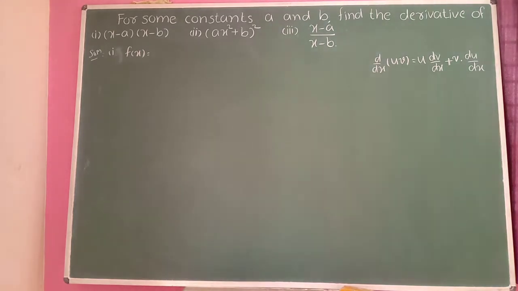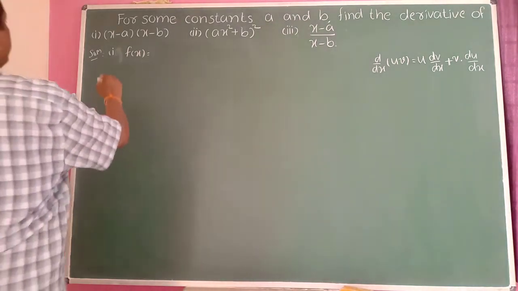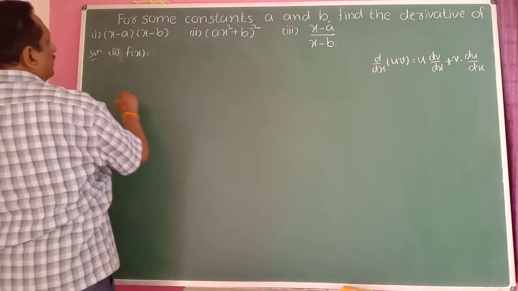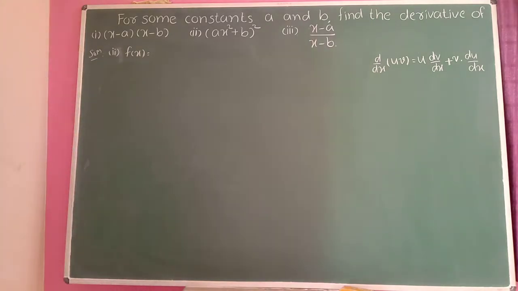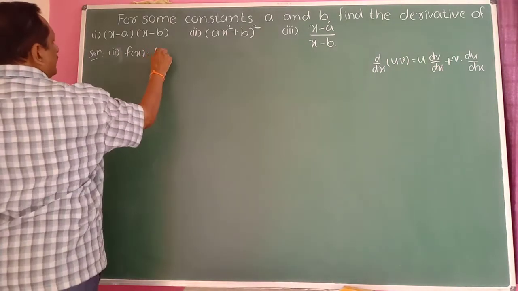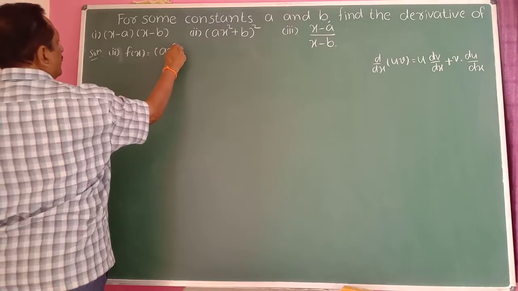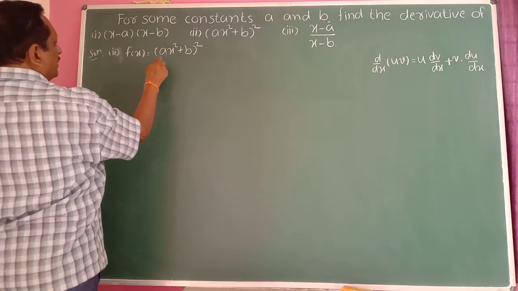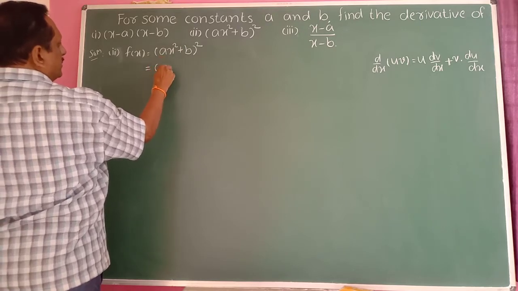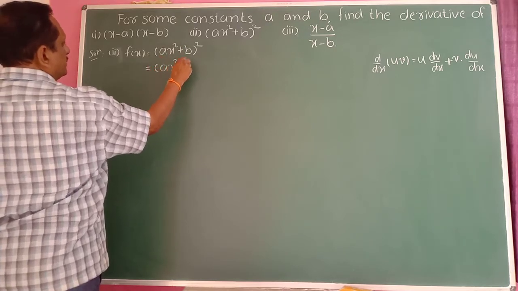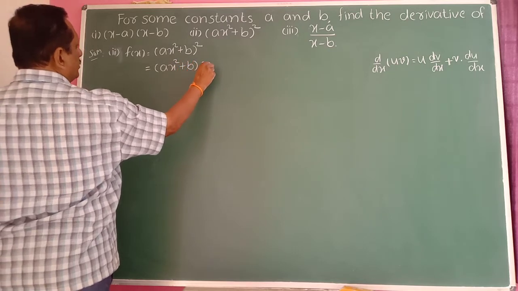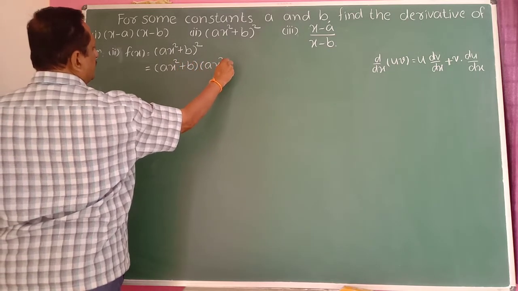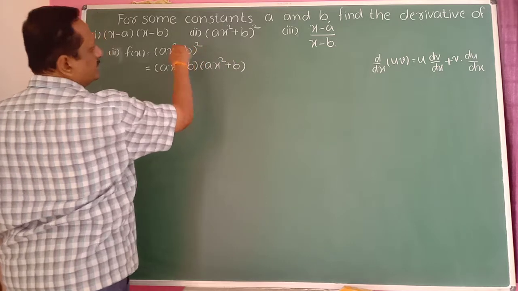Okay. Then the second one here: (ax² + b)². It's a squaring, therefore write the function two times here: (ax² + b) into (ax² + b), because the square is there.